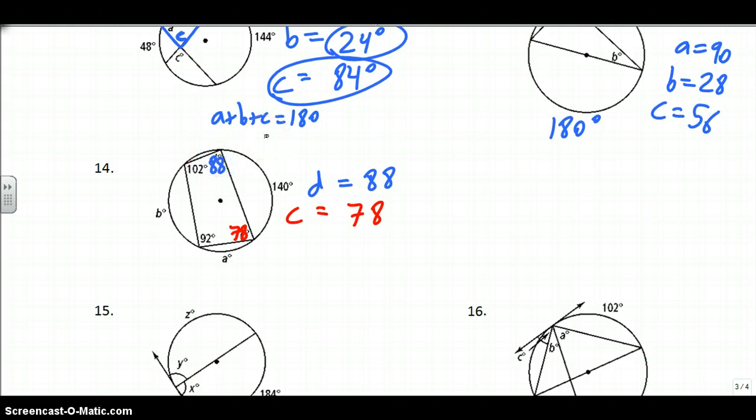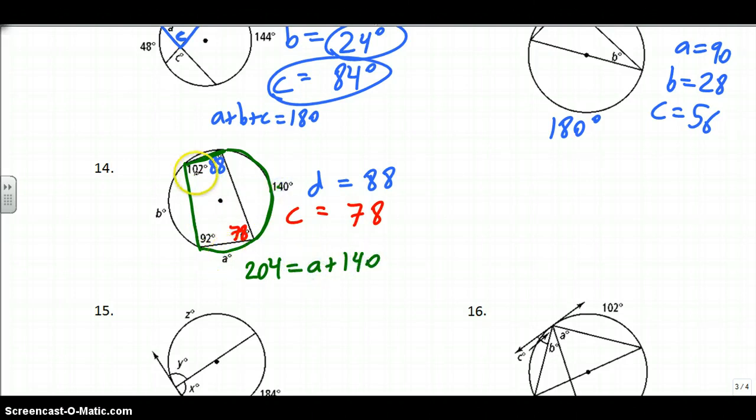Now I just have to find A and B. Well, here's the thing, folks. I noticed that this 102 degree angle is an inscribed angle, and it makes not only the 140 degree arc, notice it doesn't connect all the way, it also makes the A arc. Which means if I double 102, which is 204, that equals A plus 140.